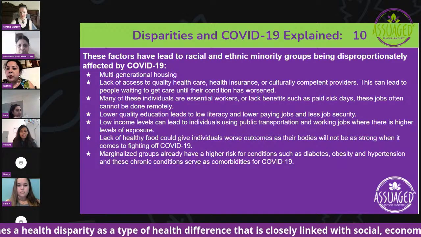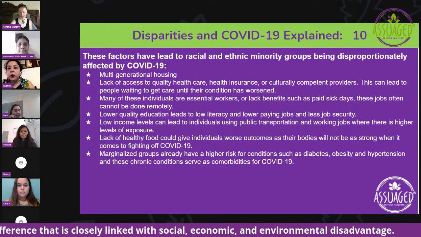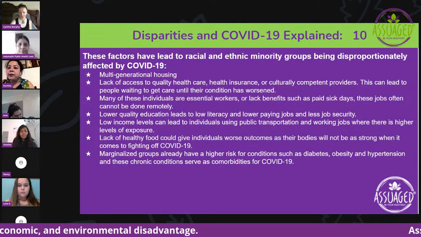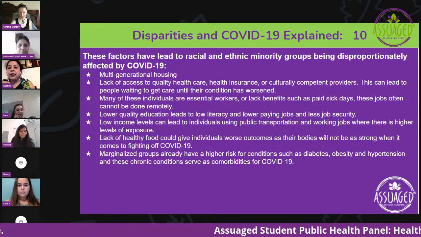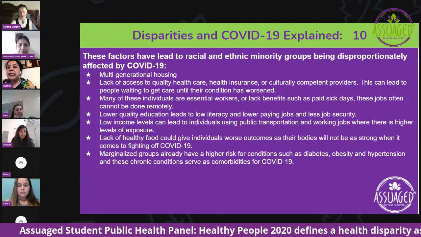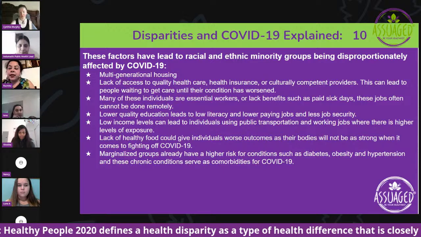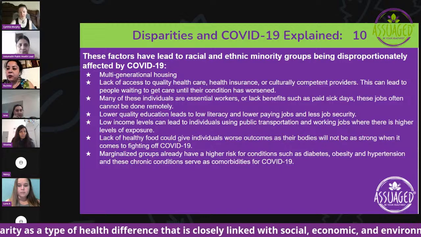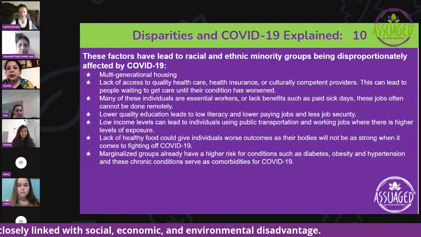Low income levels can lead to individuals using public transportation, where the chance of getting COVID is much higher than when you are using your own transportation, and working jobs with higher levels of exposure. Then, lack of healthy food, because they don't have the proper knowledge. That's why they don't have a balanced diet, and that can definitely increase your chances of getting COVID, because their immunity is low and their bodies are not that strong. Then marginalized groups already have a higher risk of conditions such as diabetes, obesity, and hypertension, and these chronic conditions serve as comorbidities for COVID-19.